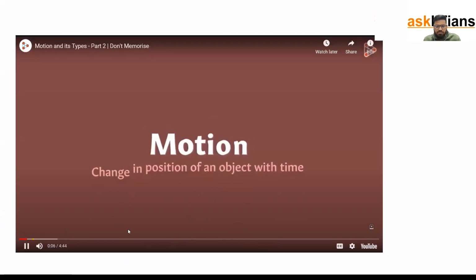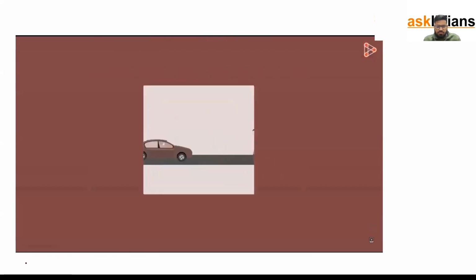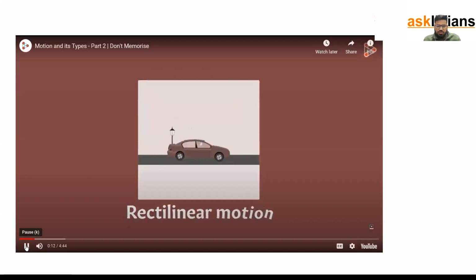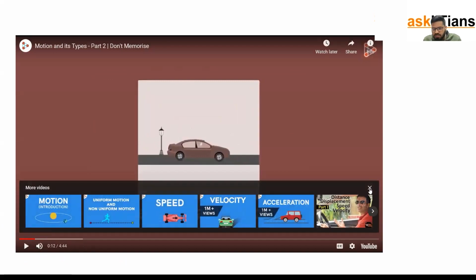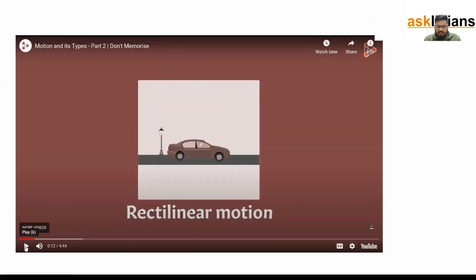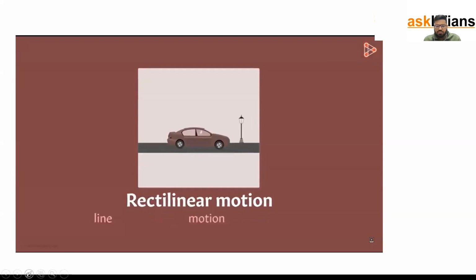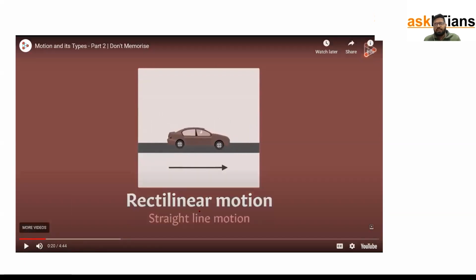In the previous video, we studied what motion is. We also saw one type of motion called rectilinear motion. It's nothing but straight line motion. In this type of motion, the path of a moving object is a straight line. Obviously, in rectilinear motion the path of the object is a straight line, because motion in a straight line is defined as rectilinear motion.